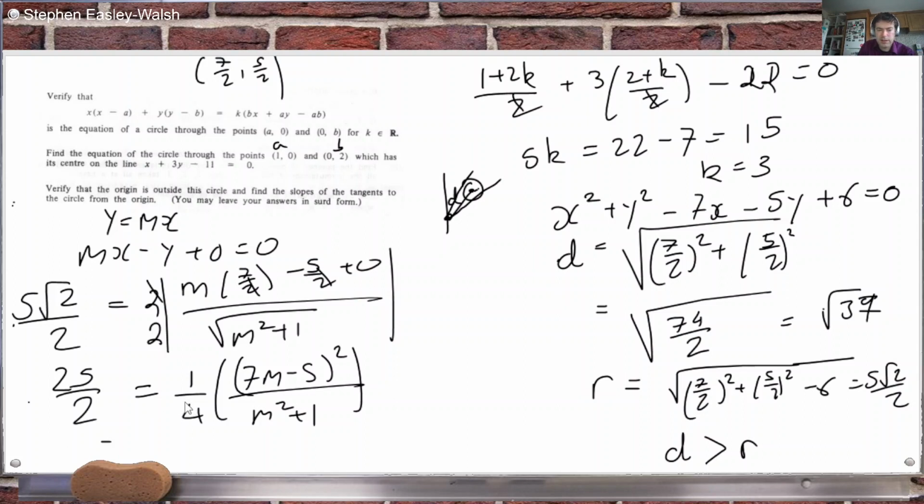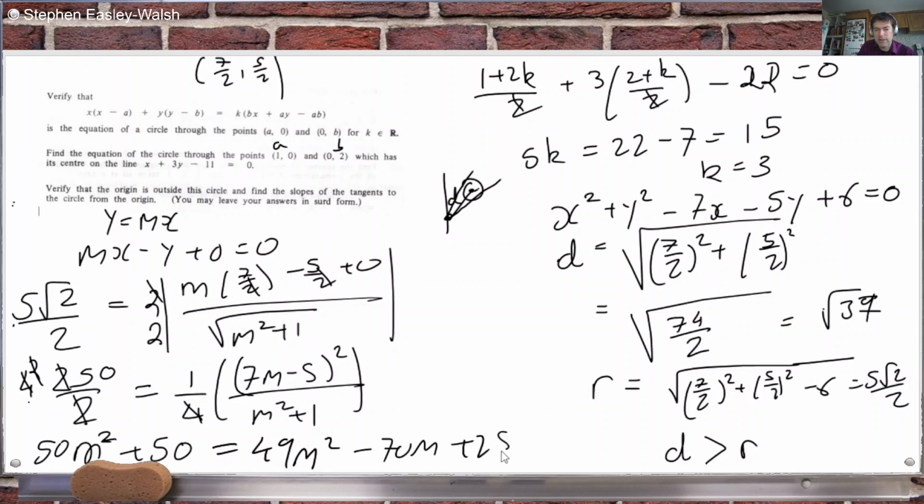So I bring the 4 up here. 2 goes into that twice. 2 times 25 is 50. So that would be 50m squared plus 50 equals 49m squared minus 70m plus 25.